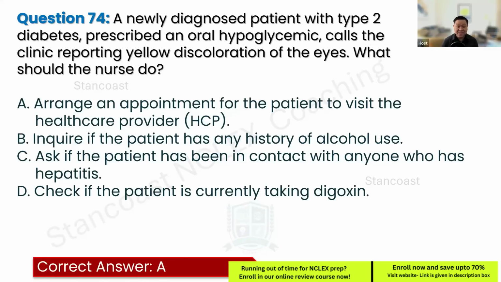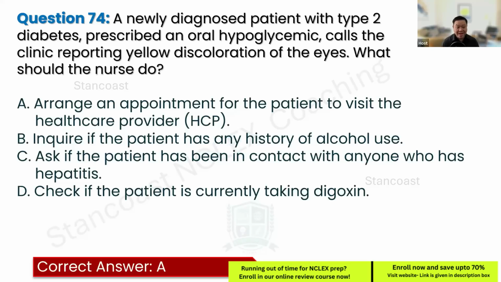The yellowing of the sclera indicates liver involvement. And so this is potentially related to the use of the oral hypoglycemic medication. And the nurse here should advise the patient to see the healthcare provider ASAP for assessment. Now, if you select letter B, inquire if the patient has any history of alcohol use, although we know that alcohol use can affect liver function, this assumption is premature without further evaluation of the medication's effect on the liver.